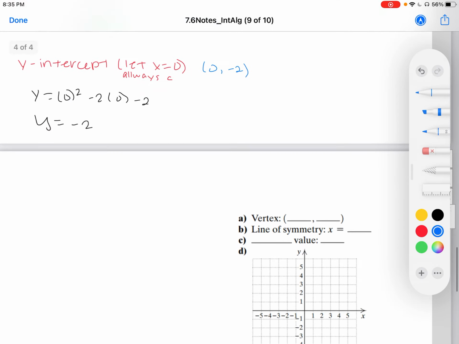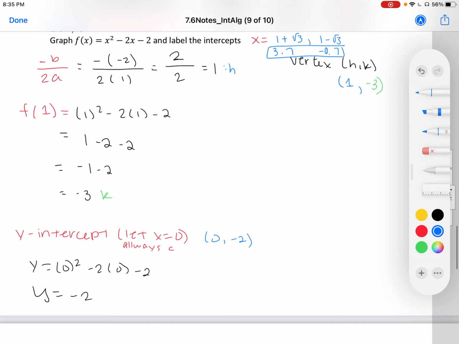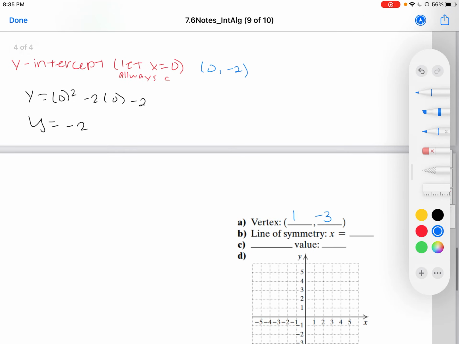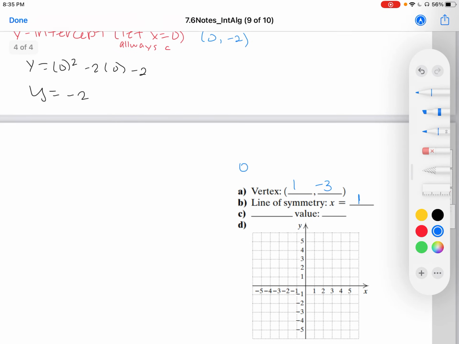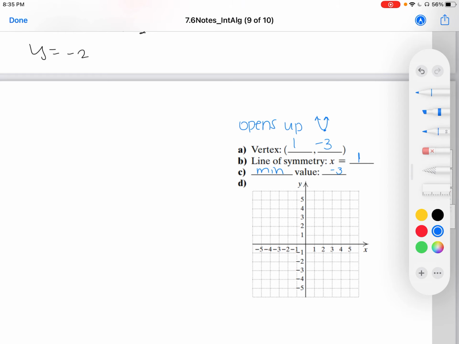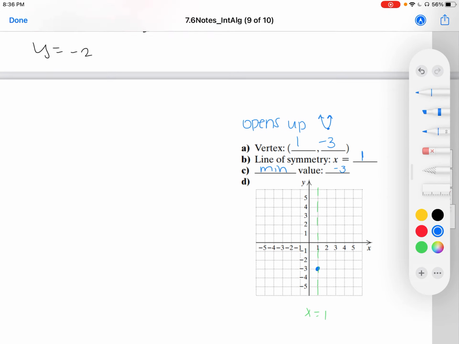So let's go ahead and graph them. So we said our vertex here is 1, negative 3. Our line of symmetry is x equals 1. Our parabola is going to open up. So because of that, we're going to have a minimum value. So we have a minimum at negative 3. All right, let's plot our vertex at 1 down 3. Let's graph our axis of symmetry at x equals 1. We have our y-intercept. We have a y-intercept at negative 2.